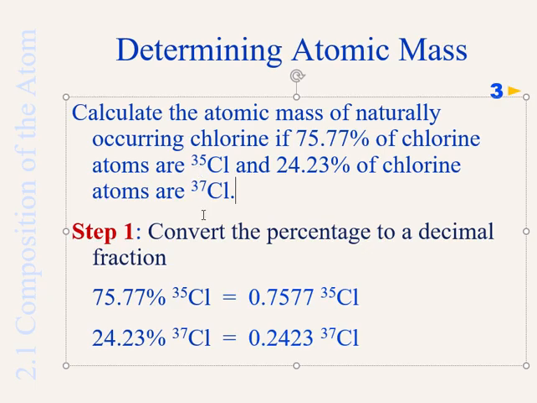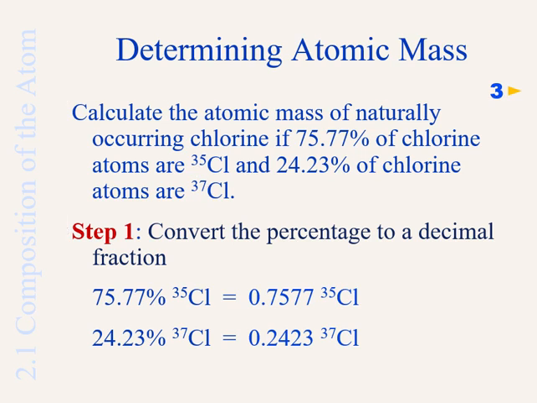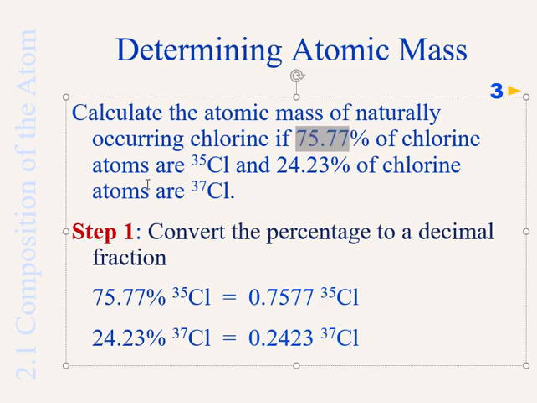And how many neutrons are there in chlorine 37? 37 minus 17 is 20. So you have two isotopes, one with 18 neutrons, one with 20 neutrons. But both of them do not occur in nature at a ratio of 50% to 50%. Instead, you have 75.77% of chlorine 35 and 24.23% of chlorine 37.